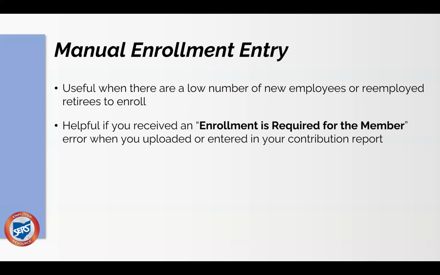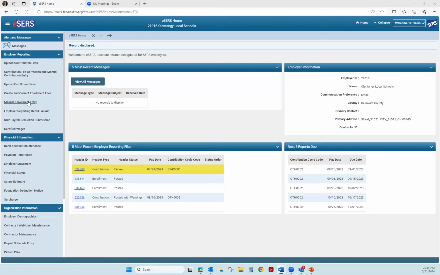Let's discuss manual enrollment entry. You can manually enroll a new employee or re-employed retiree into eSERS if you do not wish to upload a file. This process is useful when you have a low number of new employees to enroll in eSERS. Manual enrollment is helpful if you received an "enrollment is required for the member" error after you've uploaded or entered your contribution report. To enter a manual enrollment, go to the Manual Enrollment Entry application.